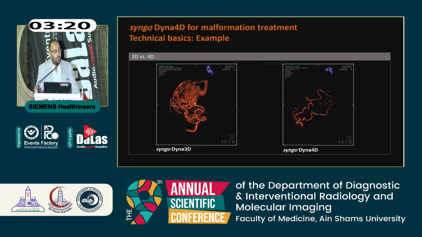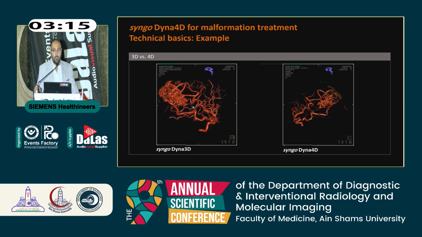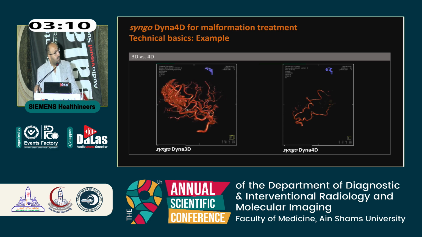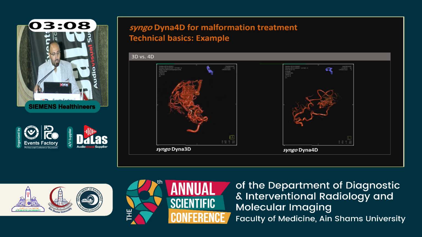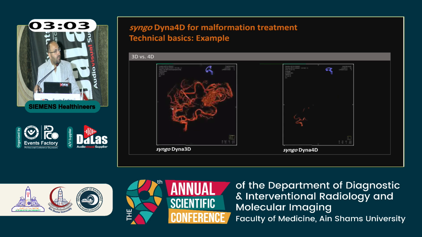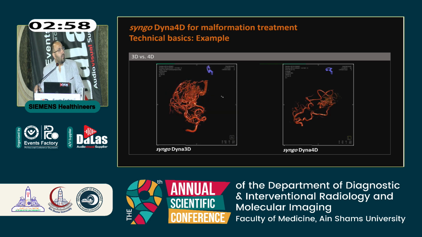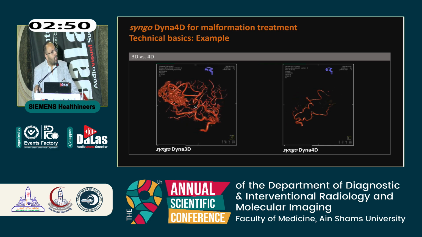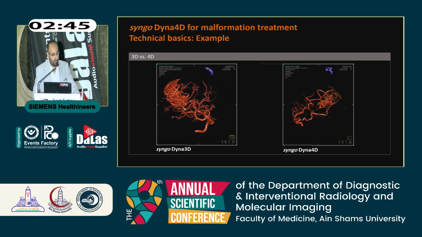So again, in 3D, we only have a static image. We can use it to search for the best angulation we need to plan our treatment for the AVM. But by using Dyna4D, we add the phasing, because now we have the capability to see whether our AVM is in arterial flow or venous flow, so I can precisely choose which angle to use, with the capability of time.